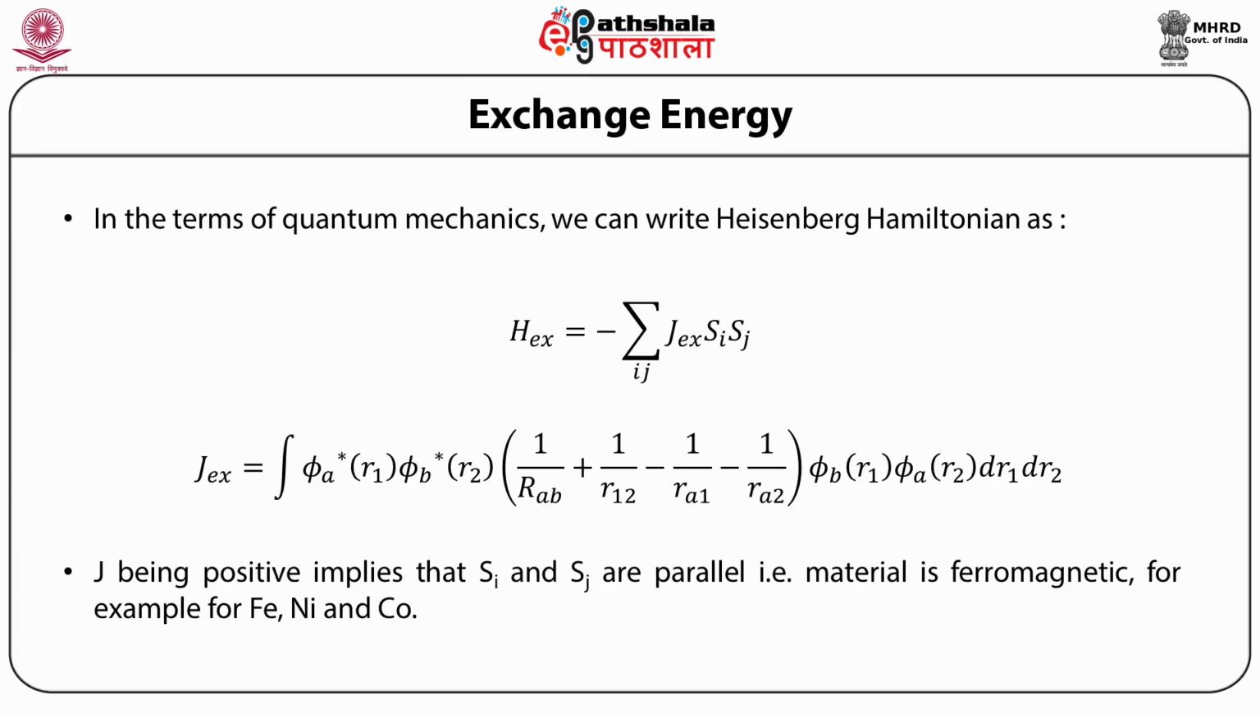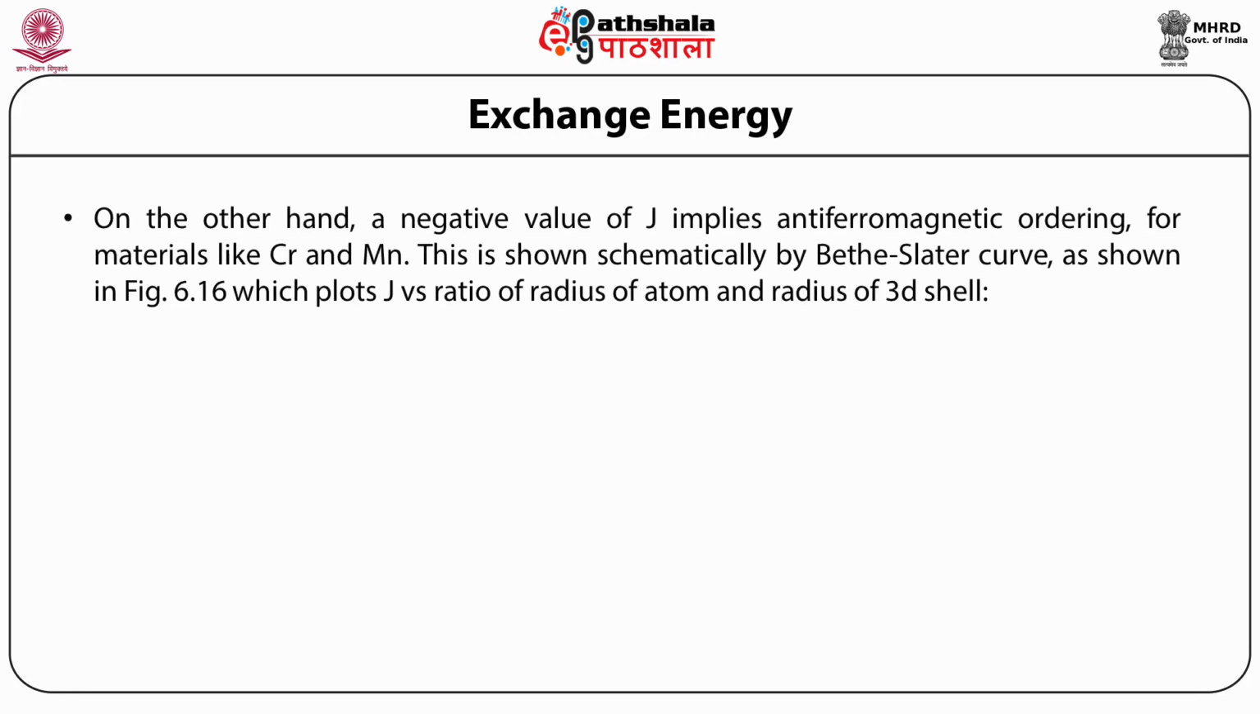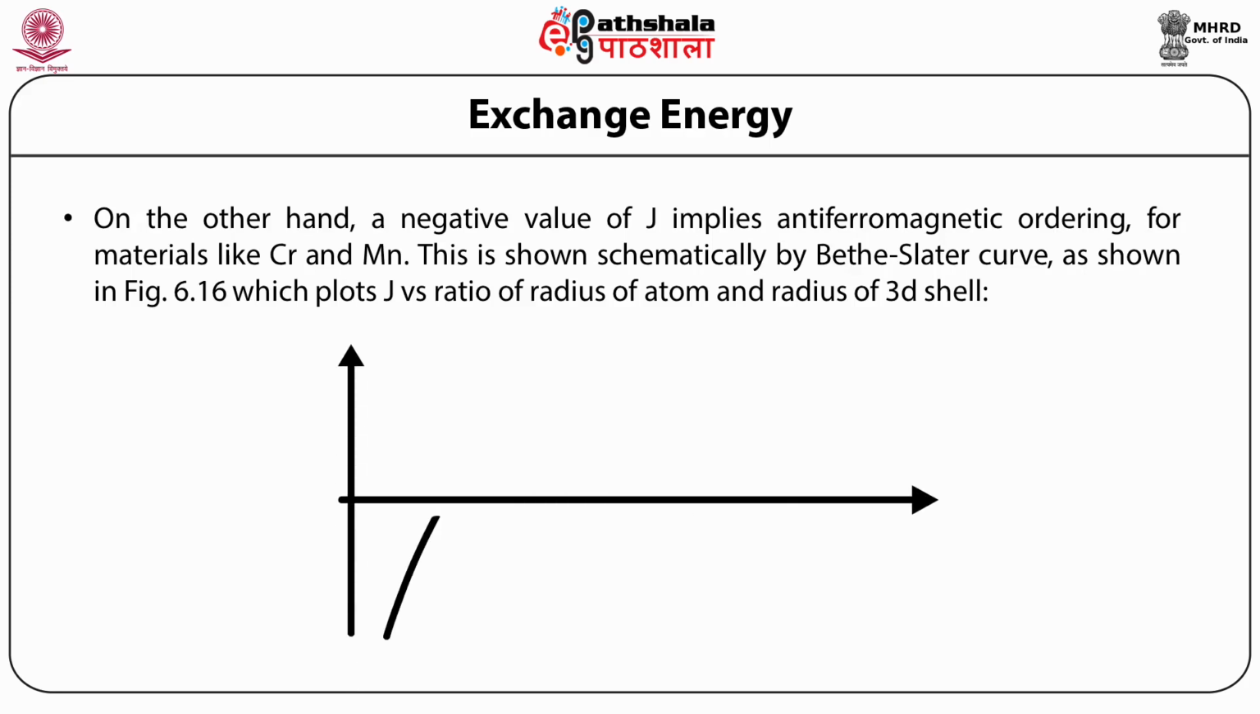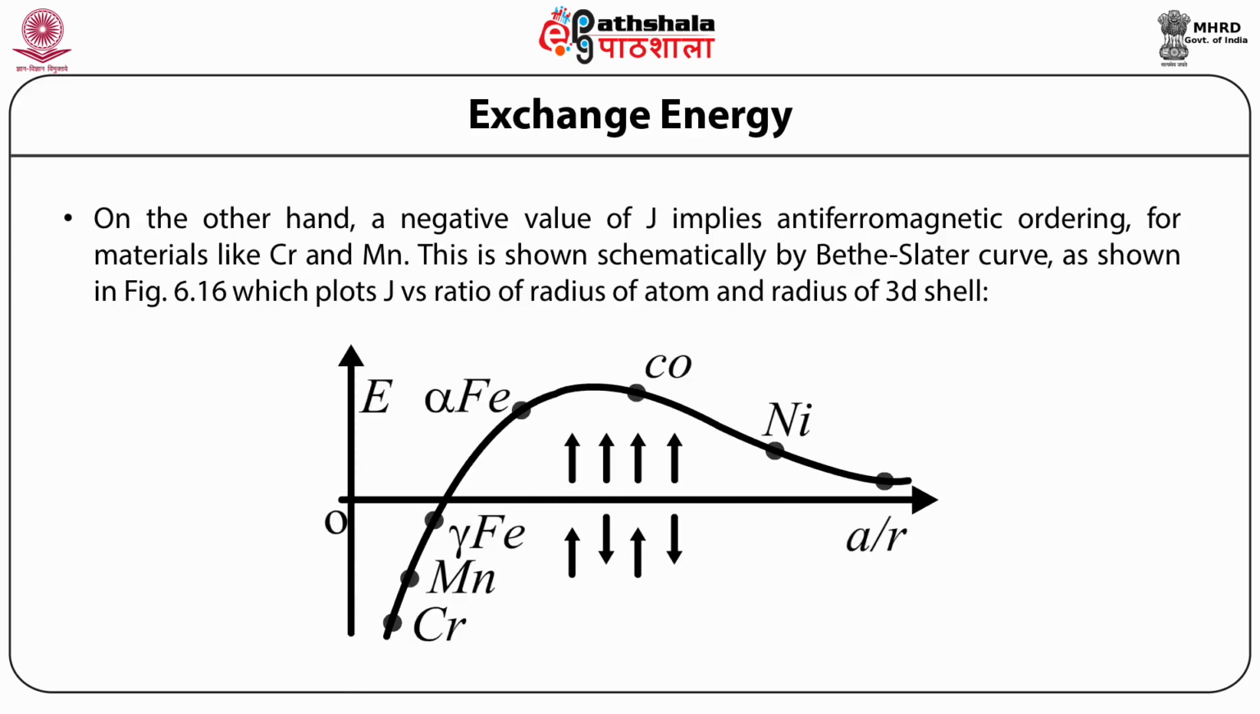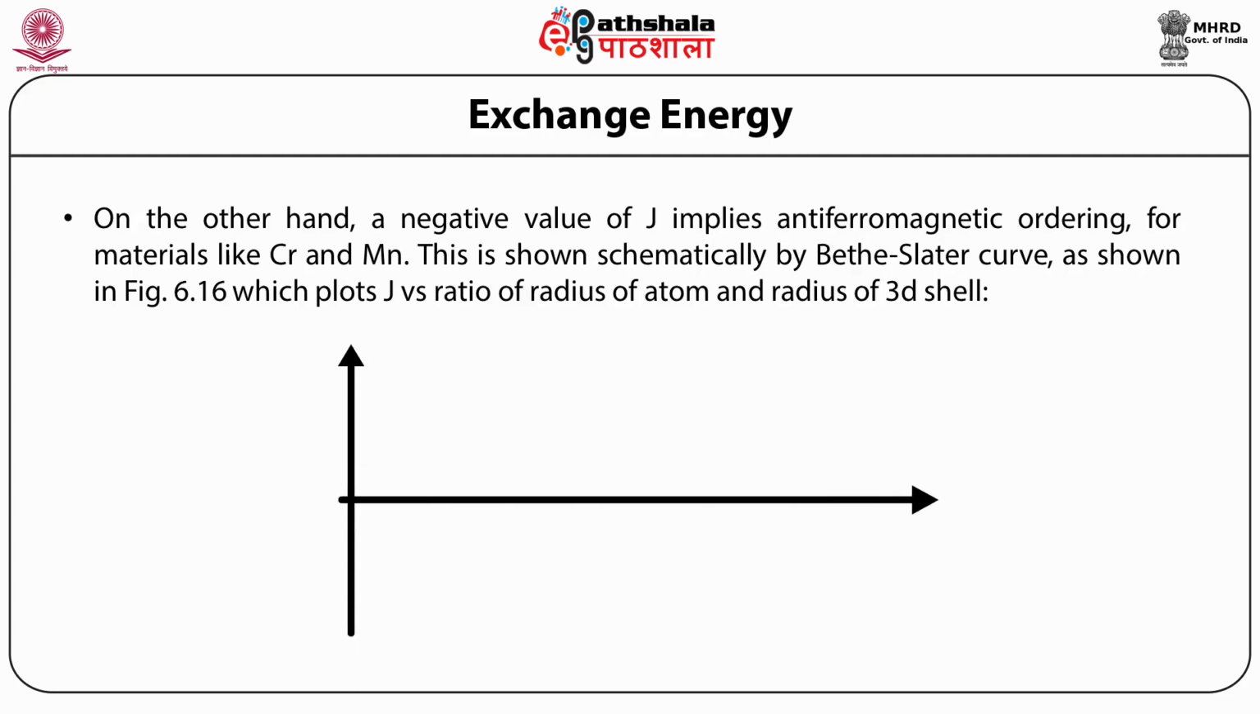For example, as we can see from the figure, for iron, nickel and cobalt. On the other hand, a negative value of J implies anti-ferromagnetic ordering, as we can see from the figure, for materials like chromium and manganese. The figure is a Bethe-Slater curve which shows the plot of J versus the ratio of the radius of the atom and the radius of the 3d shell.